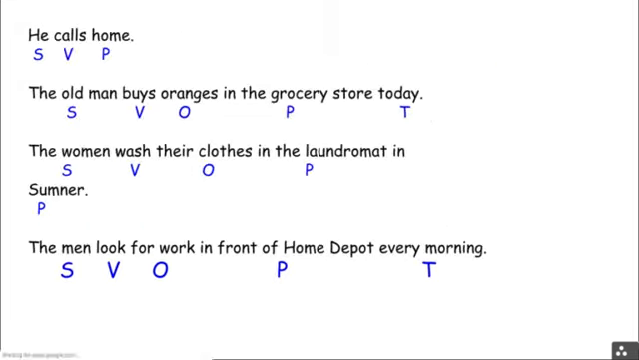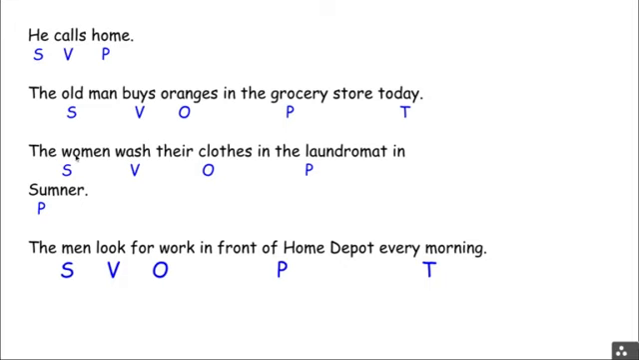Let's keep practicing. He calls home. He is my subject. Calls is my verb. Home is my place. The old man buys oranges in the grocery store today. The old man is my subject. Buys is my verb. Oranges, because what does he buy? He buys oranges. That's my object. In the grocery store is my place. And today is time.